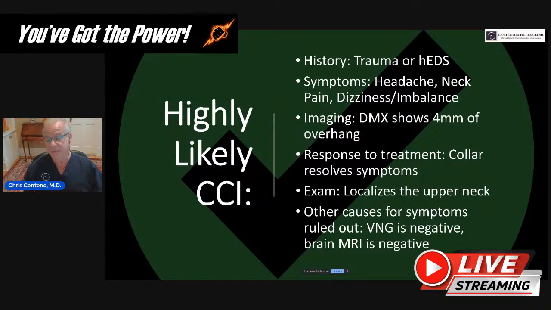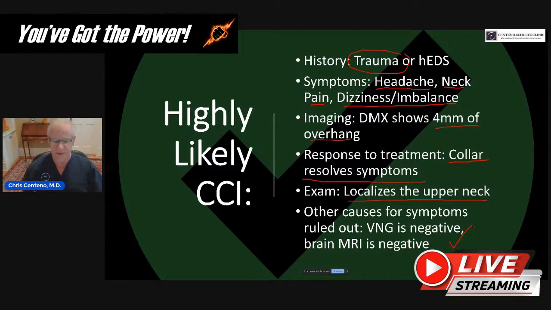So here's an example of highly likely CCI history. Let's say they got into a car crash and the symptoms are headache, neck pain, dizziness, imbalance. And the DMX shows 4 millimeters of overhang. And when they wear a collar, it's great, but they don't want to be in a collar all the time. The exam localizes to the upper neck, and then they've had a bunch of things ruling out other causes for these symptoms.